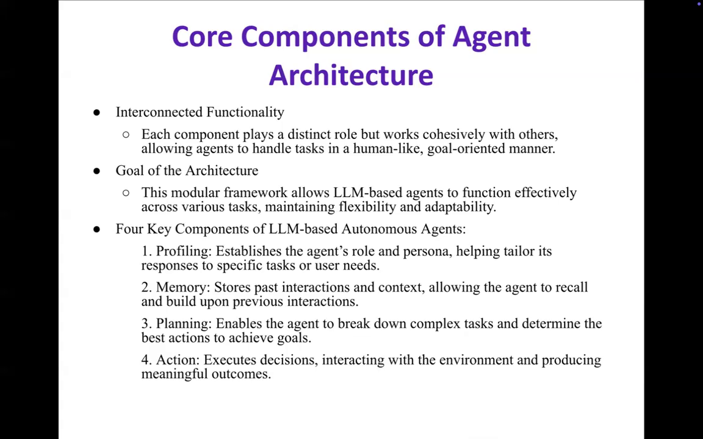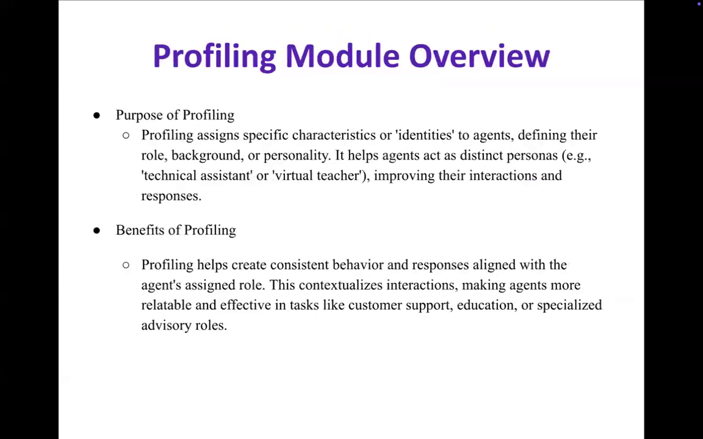And the four key components of LLM-based autonomous agents are profiling, memory, planning, and action. Profiling establishes the agent's role and persona and helps tailor its responses to specific tasks or user needs. Memory stores past interactions and context and allows the agent to perform memory recall and build upon previous interactions. Planning allows the agent to break down complex tasks into smaller tasks and determine the best sequence of events to achieve its goals. And then action essentially executes the decisions and interacts with the environment and produces meaningful outcomes.